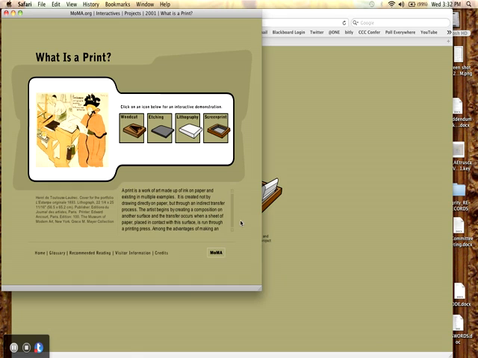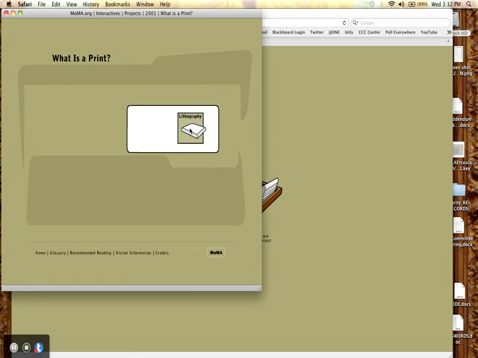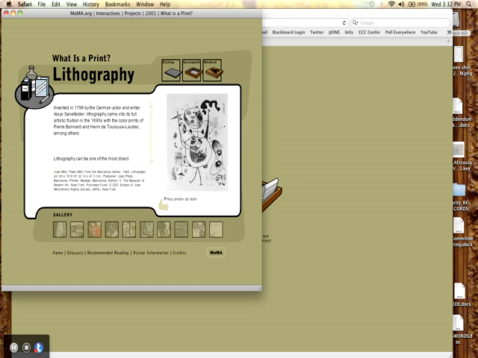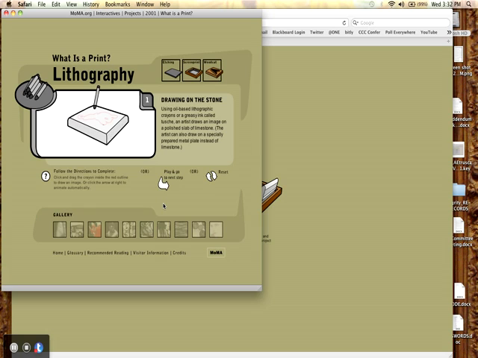So I love this site on the Museum of Modern Art in New York. I'm going to have fun with it now. It's called What is a Print? And it says it was invented by a German actor and writer, Alois Senefelder. Press the arrow to start.